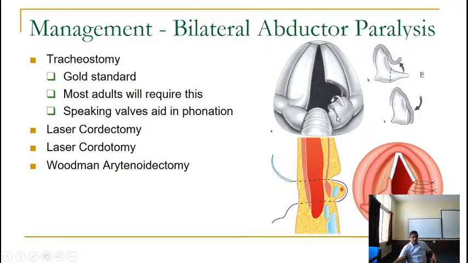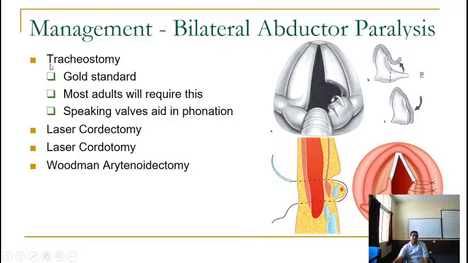One is the arytenoidectomy, which Woodman suggested, where the arytenoid, which is sitting on the lamina of the cricoid, is removed. And the cordotomy, that is making a cut into the vocal cord and freeing it by laser procedures. Okay, by laser. These are the procedures which are usually done for young people who have good pulmonary reserve.